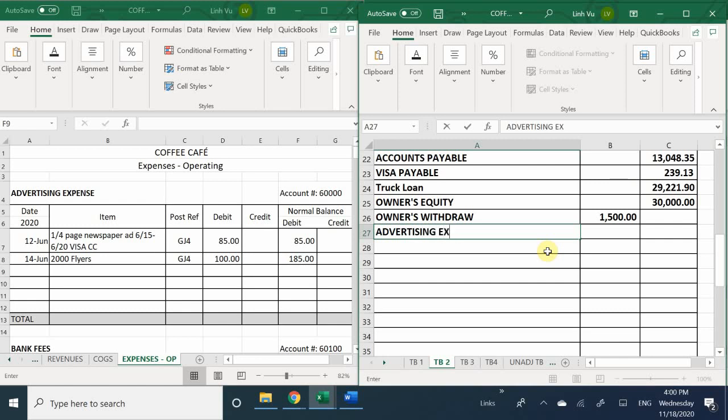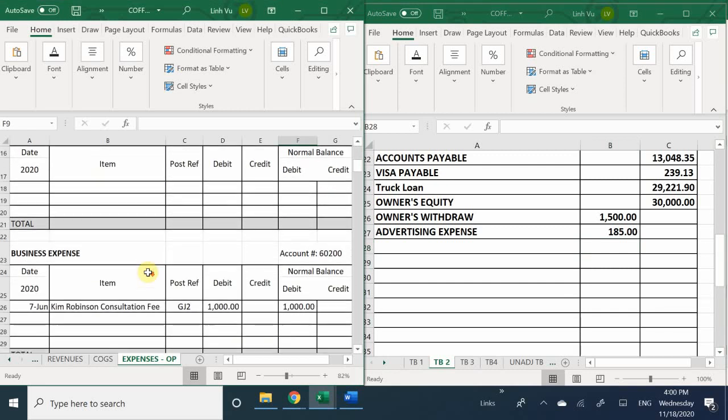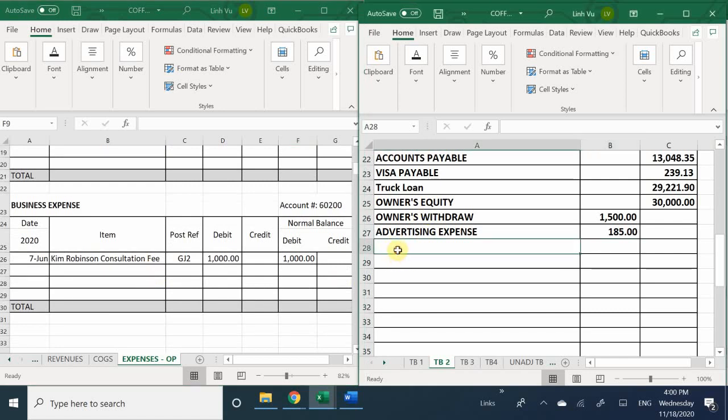For how much? $185. Okay. Did we have any bank fees? No, not yet. Okay. Next one is business expense.